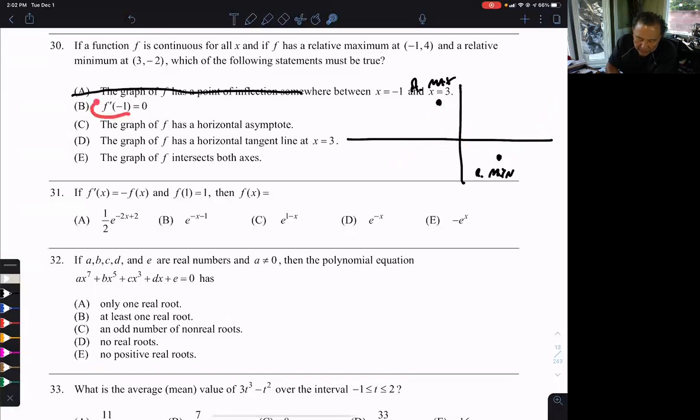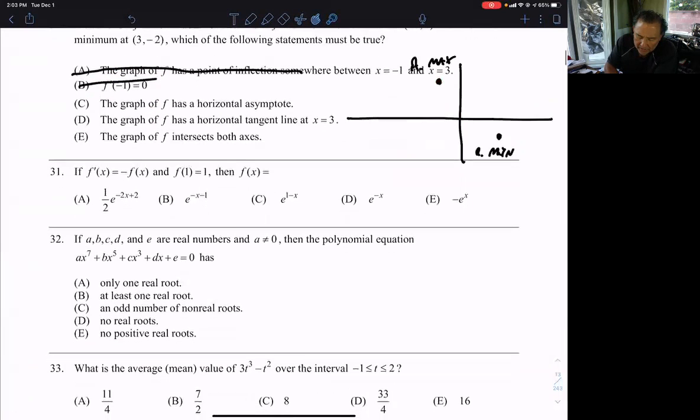Then they're saying the derivative at -1 must be 0. Do all relative max have derivatives of 0? The answer is no. You could have an undefined derivative, right? It could be a sharp point and have a relative max. So just because you have a relative max doesn't mean that the derivative is 0.